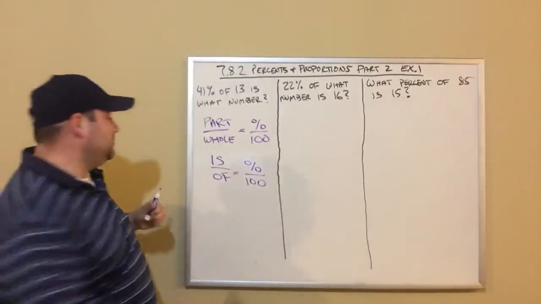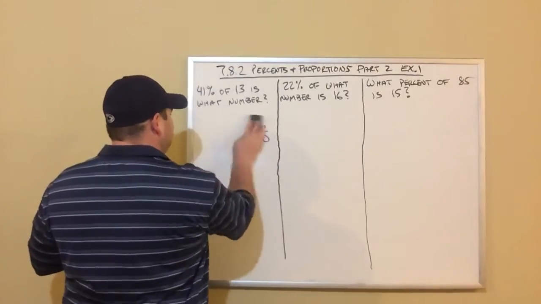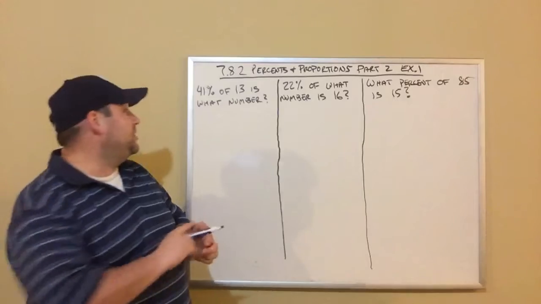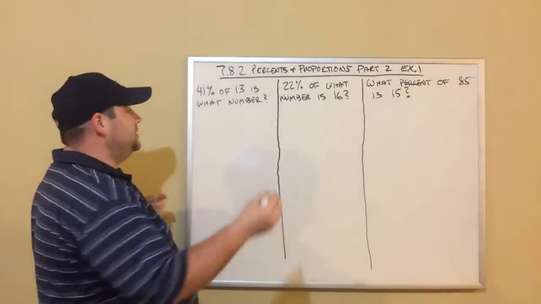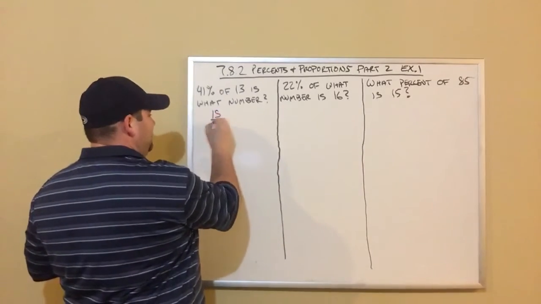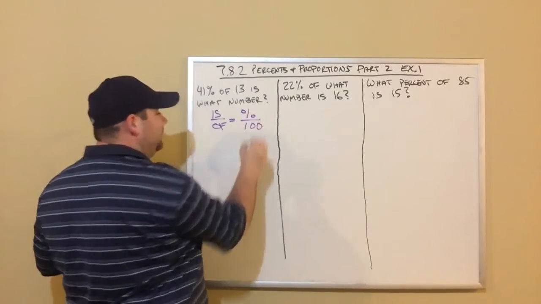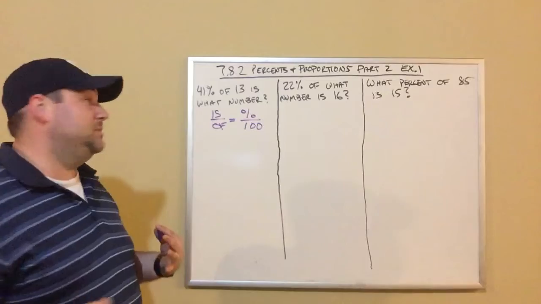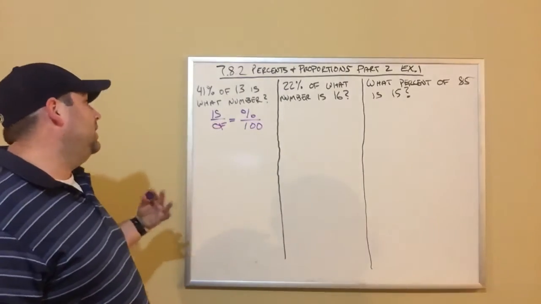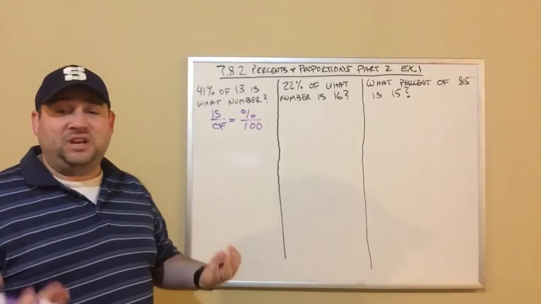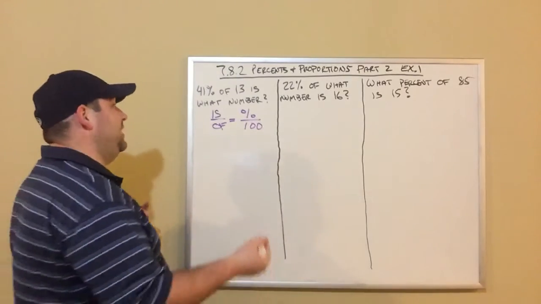So let me erase what I did here. And let's talk about this first one. 41% of 13 is what number? So, again, I'm going to write it down one more time here. The formula we want to use is is over of equals percent over 100. And what we're going to do is fill in each spot. And what happens is there'll be one spot we don't know, and that's what we're going to have to find out.